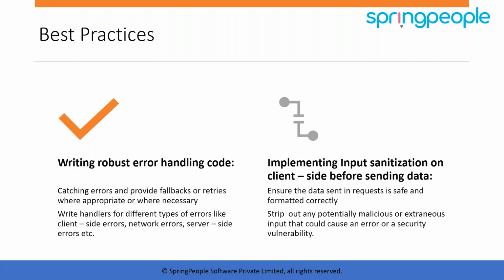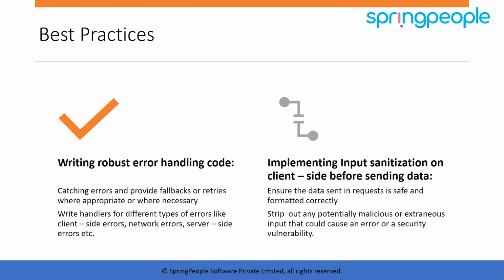You need to provide fallbacks or retries wherever appropriate and wherever necessary. Remember, don't write a generic error handler for all the errors that you have. Each type of error should have its own specific handler. So if you're working with networking errors, they should have their own specific handlers. That's one of the reasons why we write interceptors.